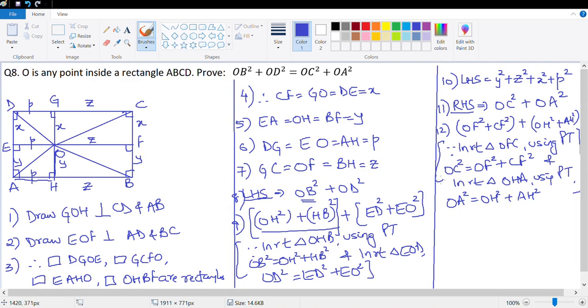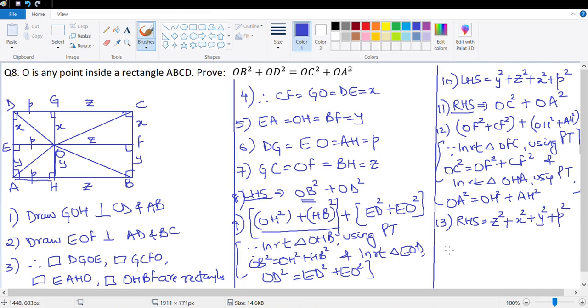So let's see what this gives us from the right hand side. So right hand side is equal to OF square. OF is equal to Z, so this is Z square. CF is equal to X, so that's X square, plus OH is equal to Y, so this is Y square, and AH is equal to P, so this is P square.